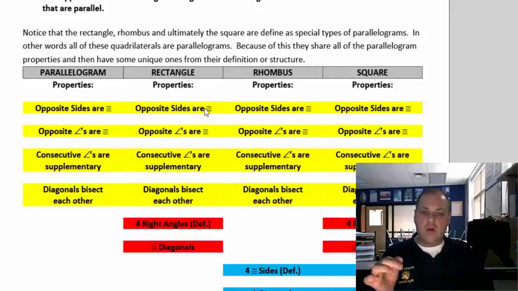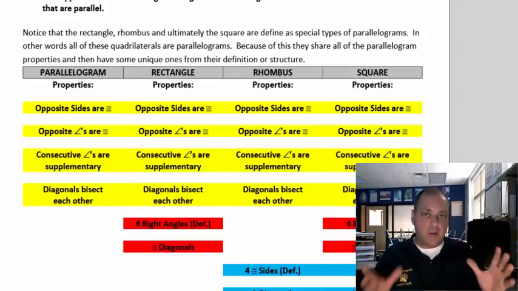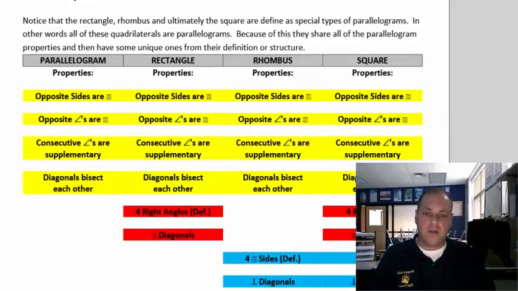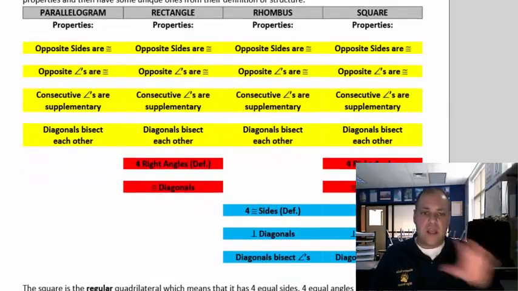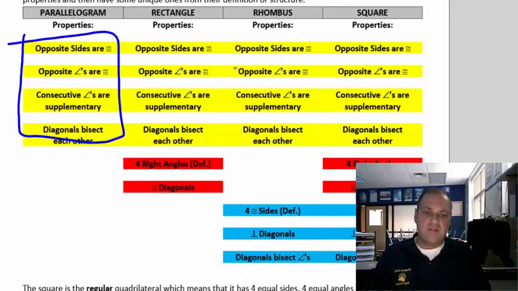Notice the yellow are true. What I have in yellow, it's a little shaded on yours. All yellow things here that you see on your screen, those are true for all four of them, because remember, rectangle, rhombus, and square, they are all parallelograms. So they have all the properties. So a rectangle has all the properties of a parallelogram. The rhombus and square have all the properties of a parallelogram.